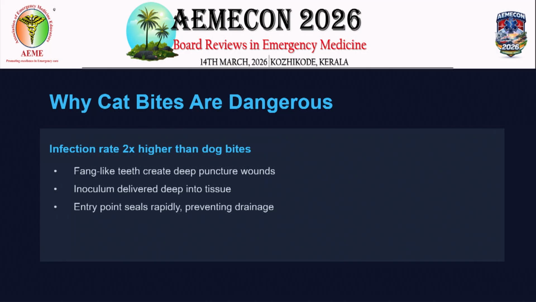So why are there more chances of infection in cat bites? Because they have more fang-like teeth which can create deep puncture wounds. The inoculum is delivered deep into the tissue. Plus, the geometry or anatomy of the teeth is such that the entry point seals rapidly, so it prevents any drainage of the bacterial inoculum.